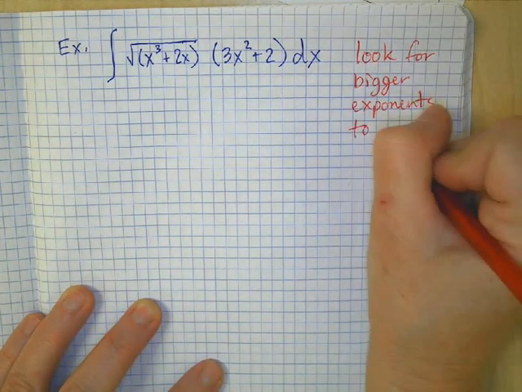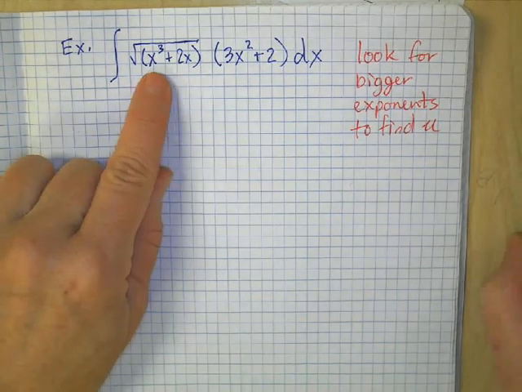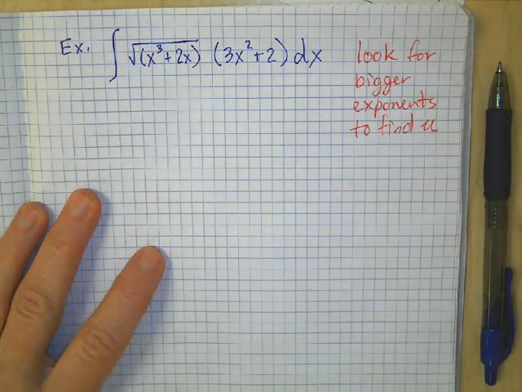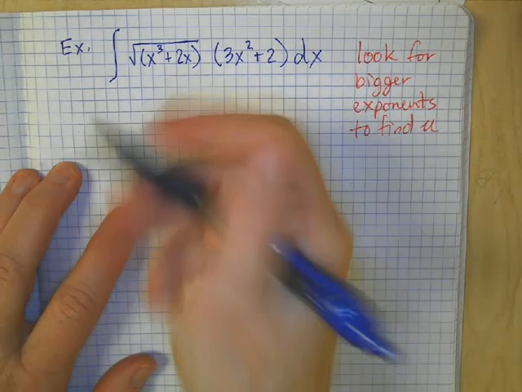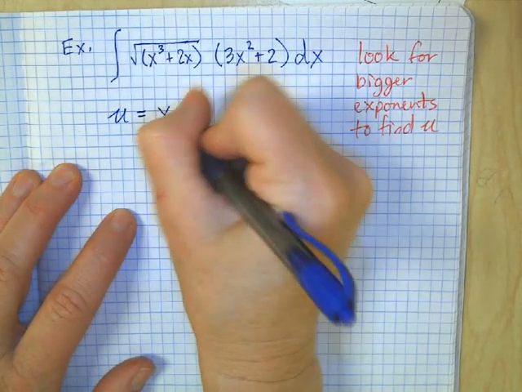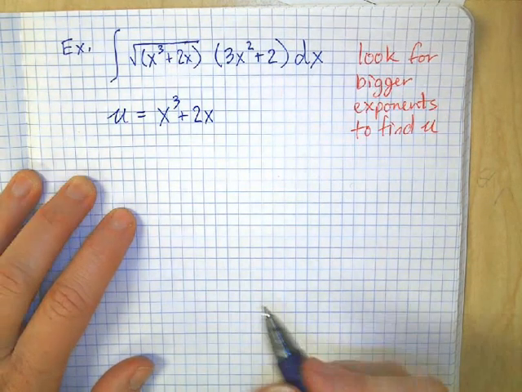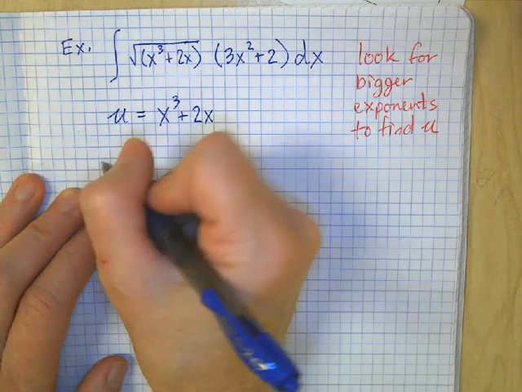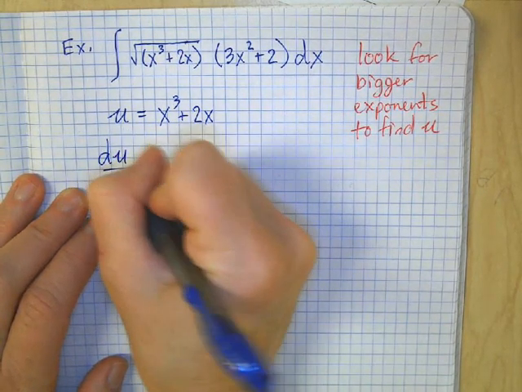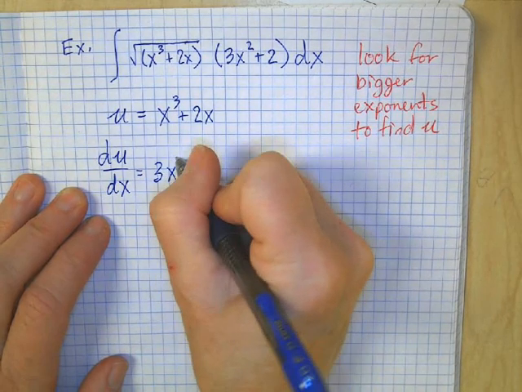To find u. Okay, my bigger exponents are right here. So this is going to be my u. So I'm going to go ahead and write it out on the side here. My u is going to be x cubed plus 2x. That's going to be my u. And then what's the derivative of u? We write that as du dx. That would be 3x squared plus 2.